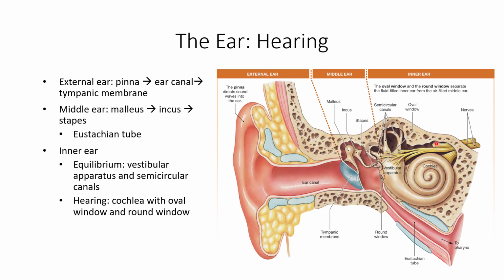So inside the inner ear, there's 2 main structures. One is what we call the vestibular apparatus. So this is going to be associated with equilibrium. The vestibular apparatus, the semicircular canals. The cochlea is going to be associated with hearing. Okay, so we'll move in through the oval window, move through the cochlea, and then exit. Those sound waves will exit through the round window and dissipate again in the middle ear. And from the middle ear, we also have the eustachian tube that leads to the pharynx, so we can have drainage of fluid built up in the middle ear.